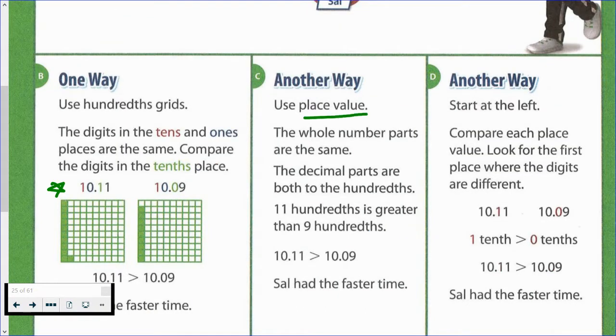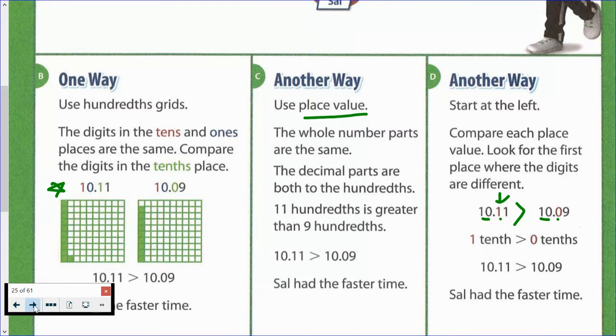So you can look at the individual places. So you'll see in the whole number places for both of the numbers, you see 10, they're the same, so that doesn't help. So then we go to the tenths place. On this number, there is a 1, and on the other number, there is a 0. That makes this one larger.